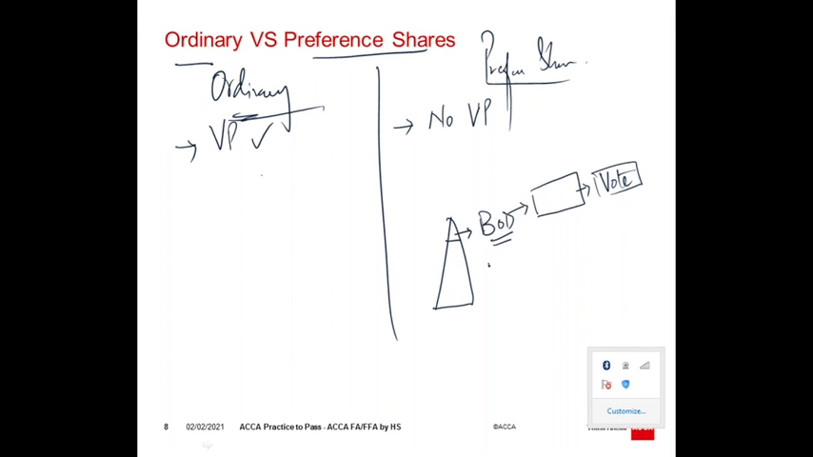If the company has more than 1 lakh shareholders, it's not possible to make all the shareholders into the board of directors. So out of 100,000 shareholders, we nominate 8 to 10 people to run the affairs of the board of directors. That is called non-executive directors, NEDs. So who can cast the vote in the election for the nomination of NEDs? Only ordinary shareholders. Preference shareholders have no right to cast the vote in the election of the company.